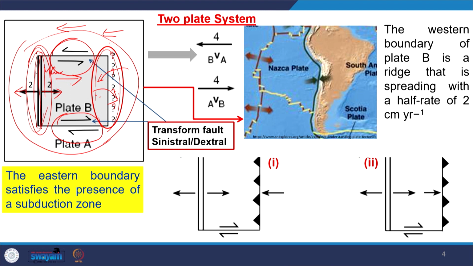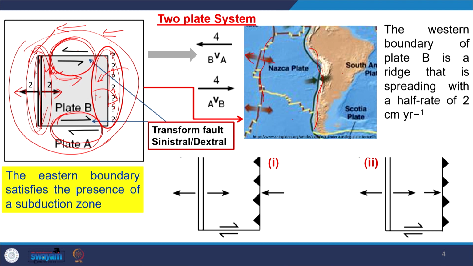However, the difference is that the northern boundary represents a sinistral strike slip fault, and the southern boundary represents a dextral strike slip fault. This image can be compared here: the Nazca plate, which is part of the Pacific plate, and the South American plate, which it is subducting beneath. This is the mid-oceanic ridge, and this is the subduction zone. So we have transform faults, both dextral and sinistral, here.